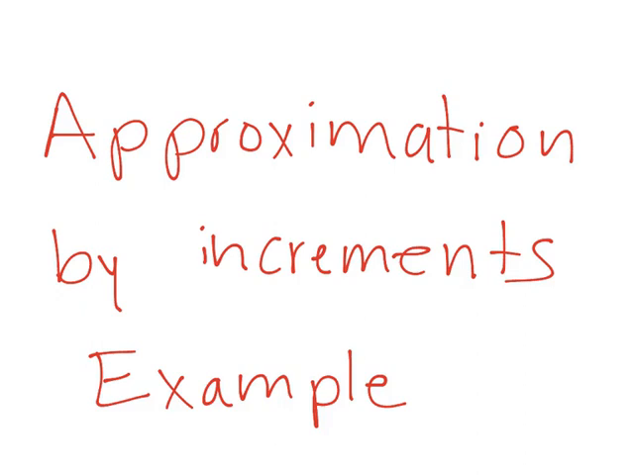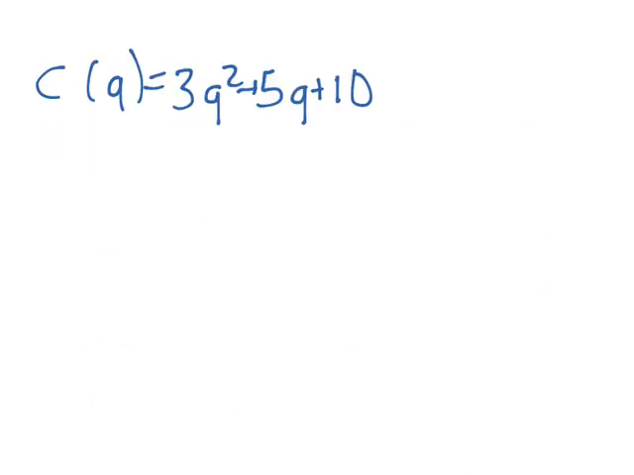Hello, in this video we will use what we learned in the previous video, which is approximation by increments, to solve a problem. So the problem actually reads as follows. Suppose the total cost in dollars of manufacturing Q units of a certain commodity is C of Q is equal to 3Q squared plus 5Q plus 10.